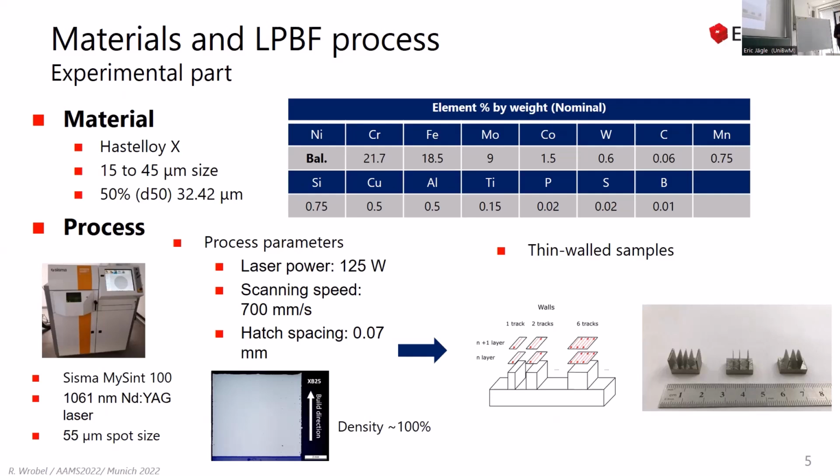So in the first stage, I optimized the parameters based on simple cubes to get an almost fully dense part, nearly 100%. And in the second stage, I printed a set of different samples, different thin walls. What is important here is that I want to track what is happening with the microstructure track by track. Because very often in the literature, people are just showing 200 micrometer, 400 micrometer, 600 micrometer, but we do not really know what is happening even on a melt pool scale, how different melt pools affect each other.